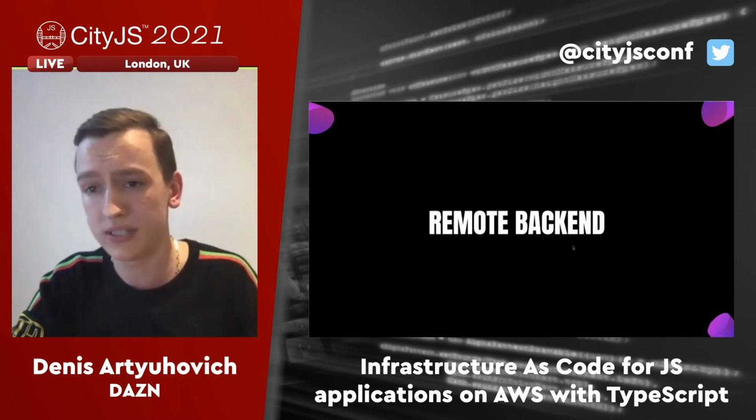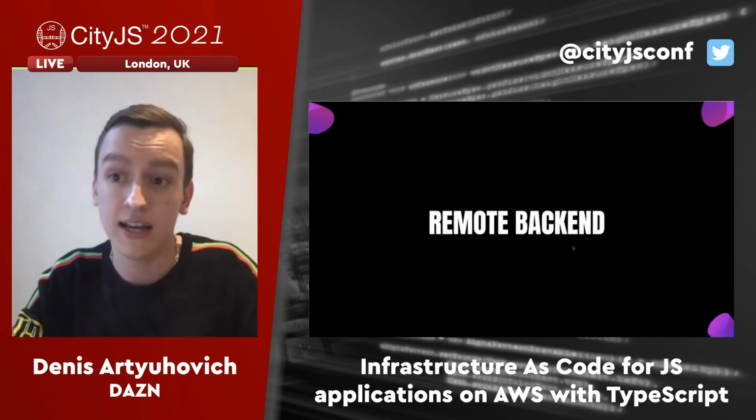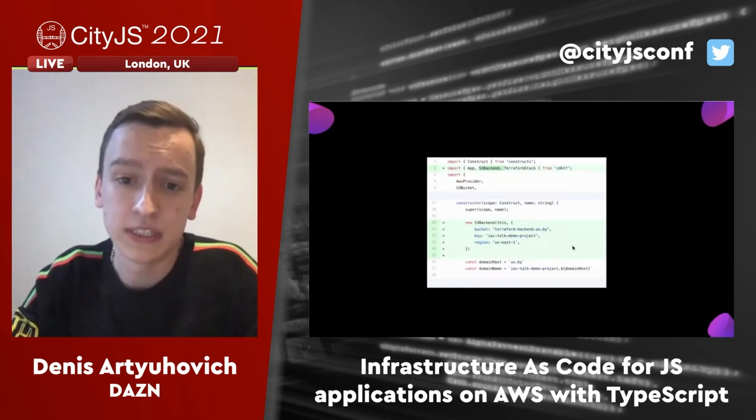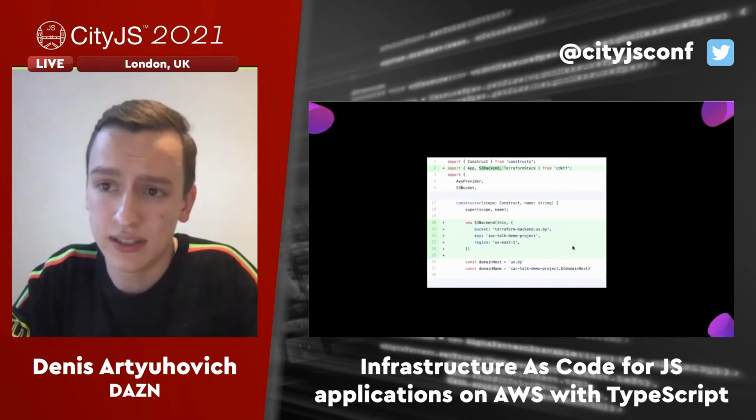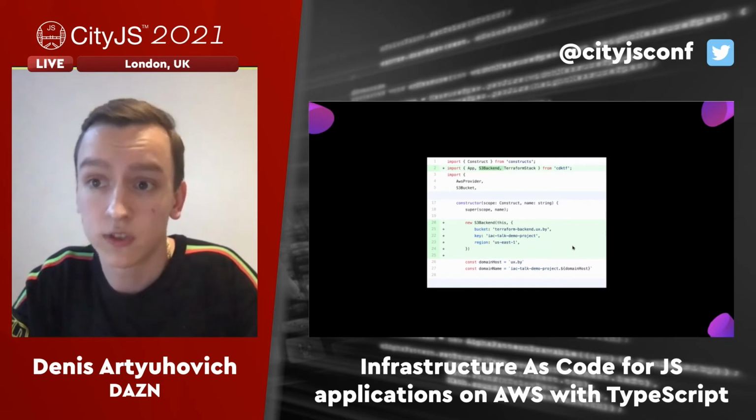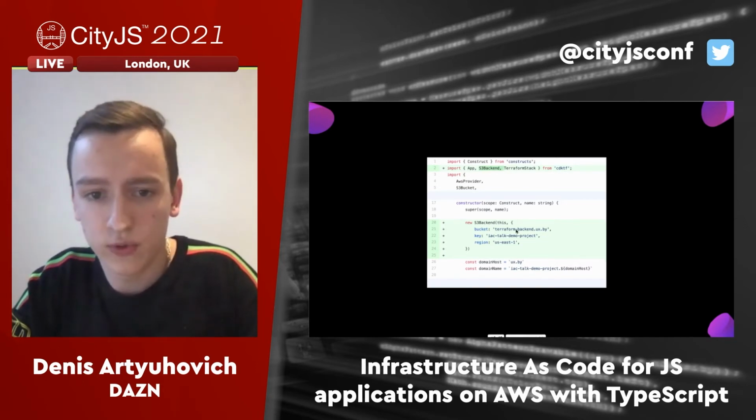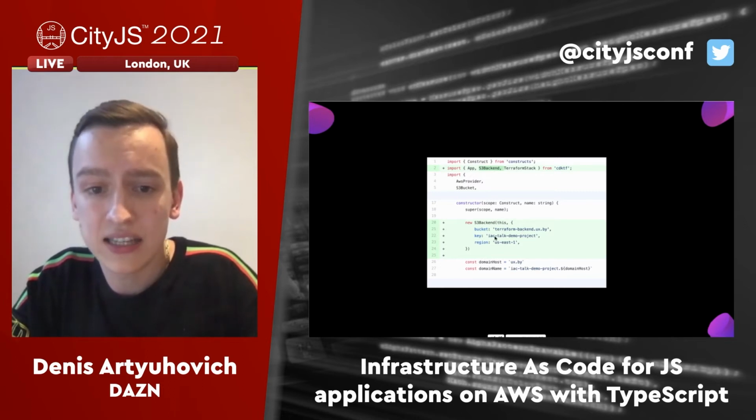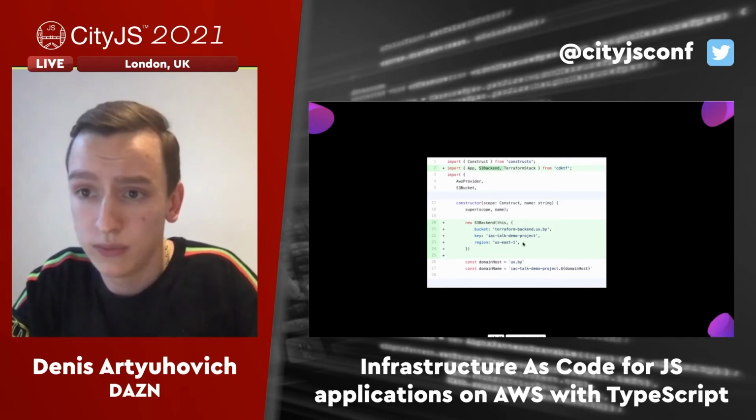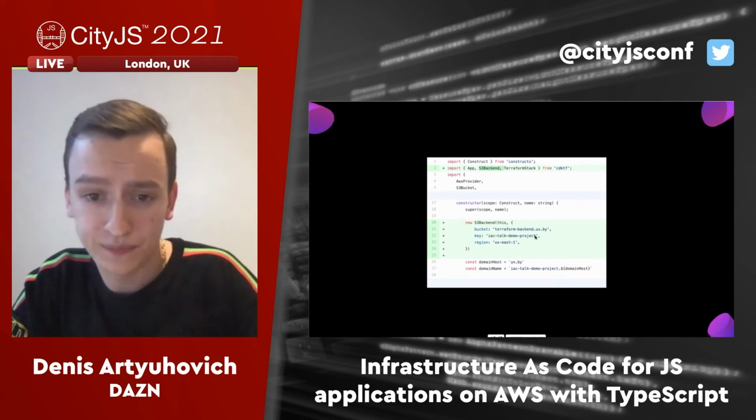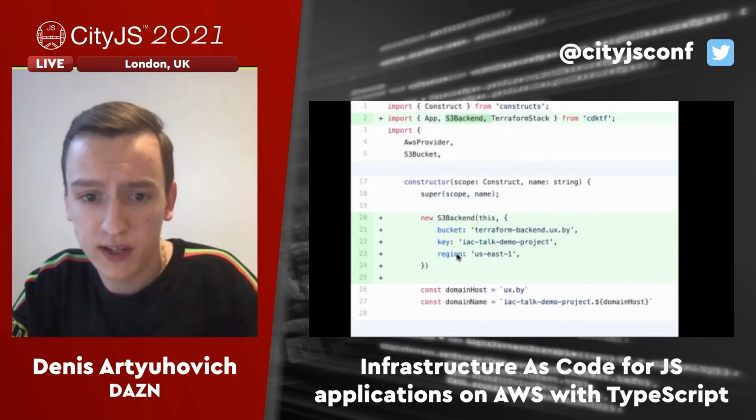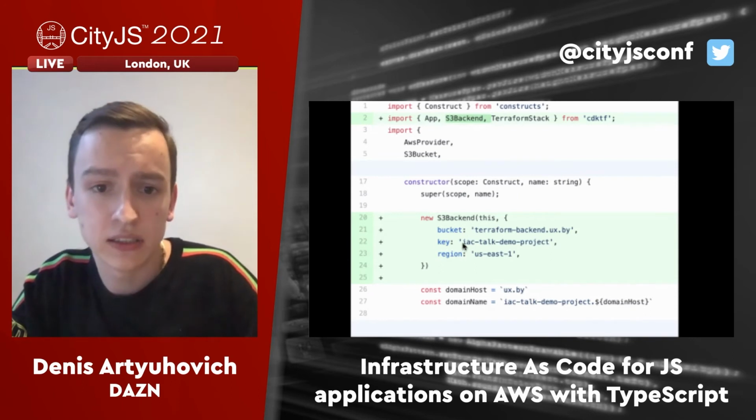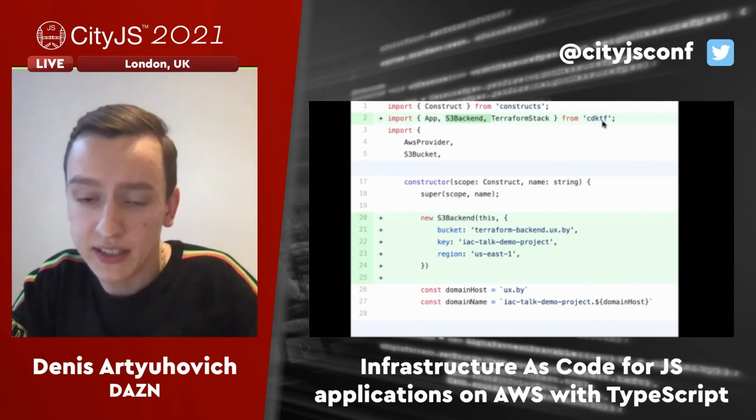But as we started with AWS, I don't see a reason why not to use S3 for that. So for this, we need to create the S3 bucket separately. It's not managed by this infrastructure. It will be just used to store the infrastructure state. So I have created this one, terraform-backend-ux-by, and we're specifying the key. The key in this case is just the file name which will be used to store our state. And we're specifying the region for this S3 bucket. We're also importing the S3 backend from the CDKTF.